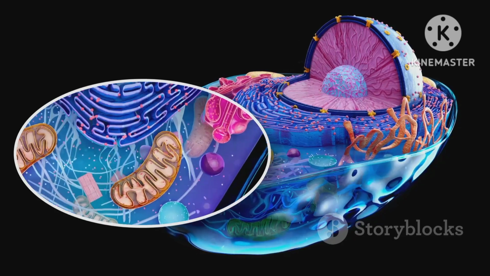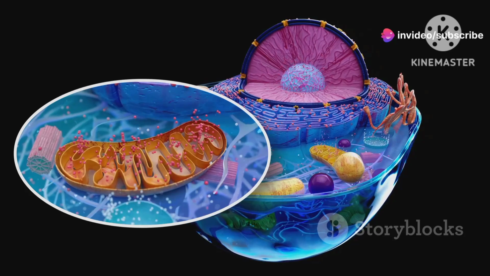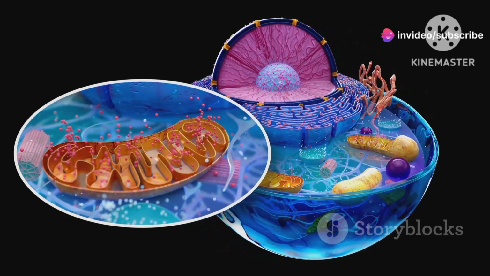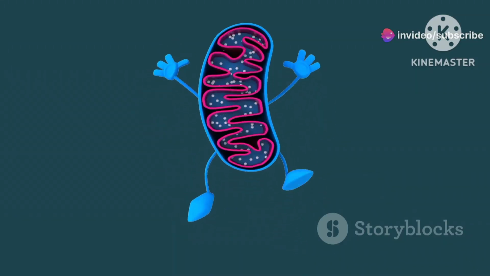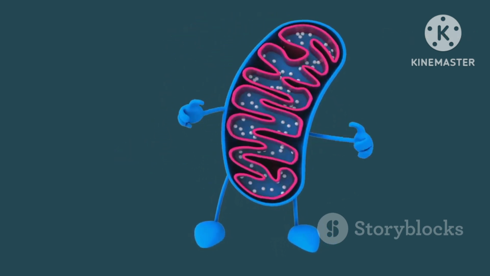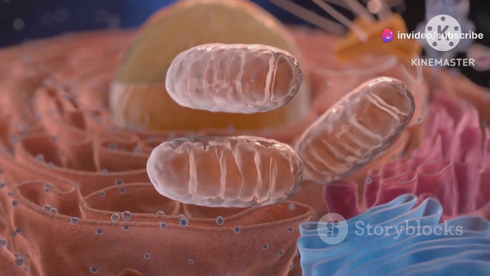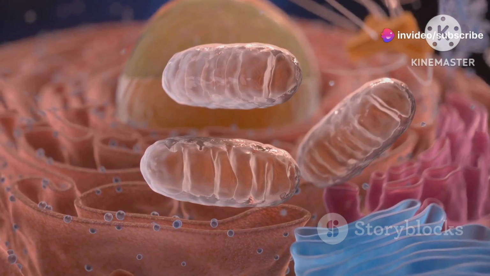The presence of their own DNA suggests that mitochondria were once free-living organisms that were engulfed by ancestral cells billions of years ago. This symbiotic relationship between mitochondria and the host cell has been crucial for the evolution of complex life. Without mitochondria, cells would not have the energy required to carry out the complex functions that sustain life as we know it.